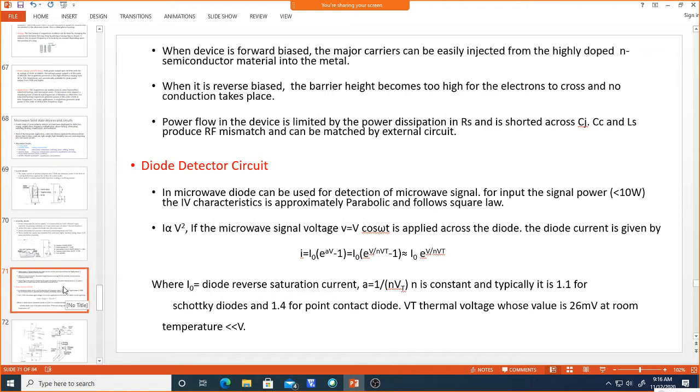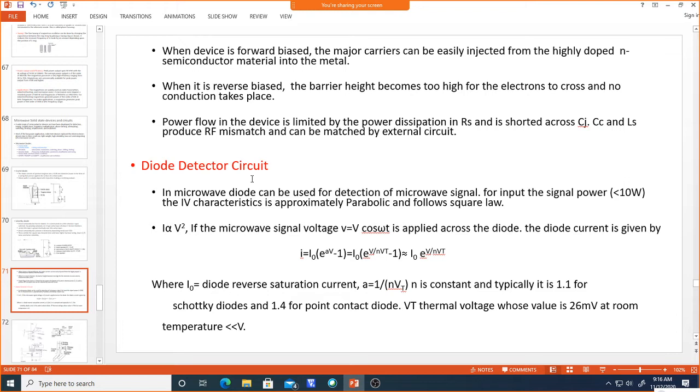Now, how can it be used as a detector circuit? If I transmit a microwave signal from the RF source, we know that at higher frequencies there is no oscilloscope to detect the microwave signal, so we have to somehow modulate and demodulate this microwave signal, and we have to detect it.